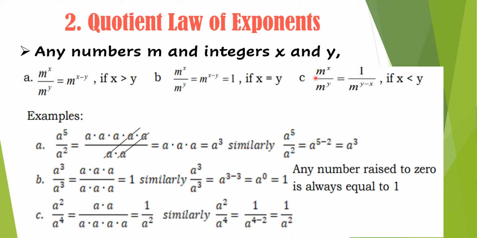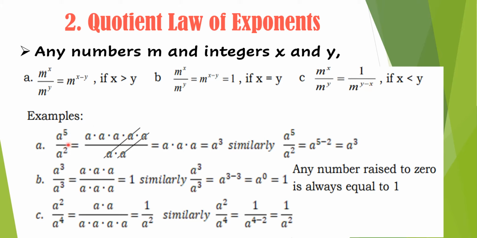And then letter C, m raised to x divided by m raised to y is equal to 1 over m raised to y minus x. So, this is if x is less than y. Or kapag naman mas mataas yung exponent na nasa denominator, magiging ganito ang susundin nating formula. So, magiging 1 over, then copy their common base, m raised to y minus x.